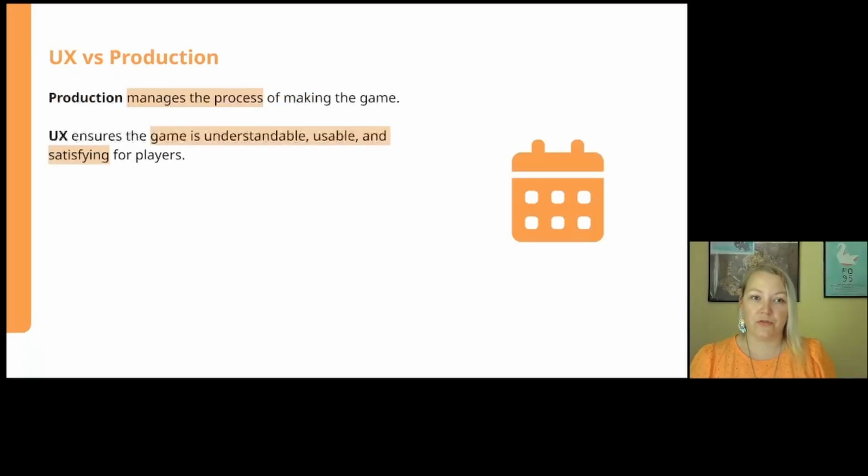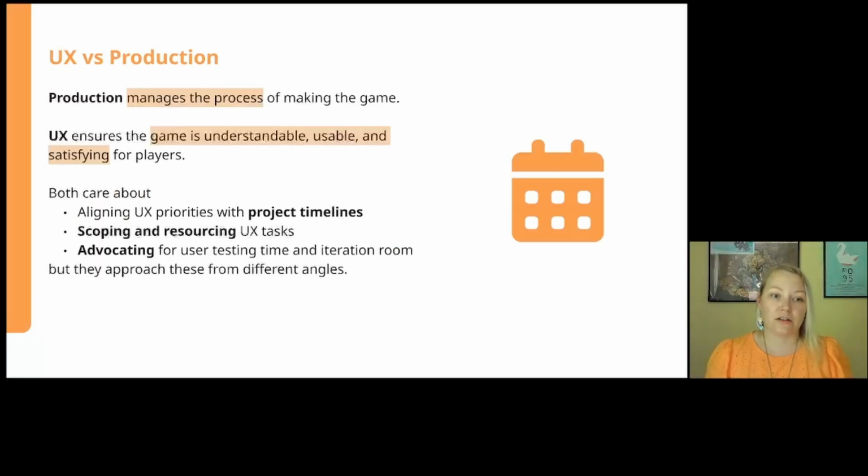UX also works very well with production. Production manages the process of making the game. UX, on their part, ensures that the game is understandable, usable, and satisfying for players. Together, they work on aligning UX priorities with project timelines, scoping and resourcing UX tasks, and advocating for user testing time and iteration room. So testing is done early enough so there's time to make changes based on the findings if there is any need.